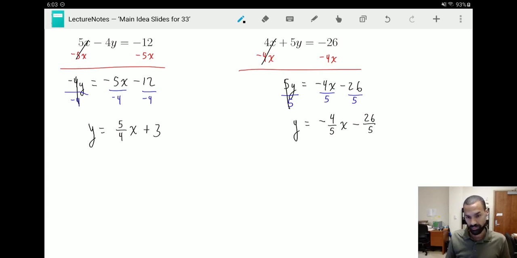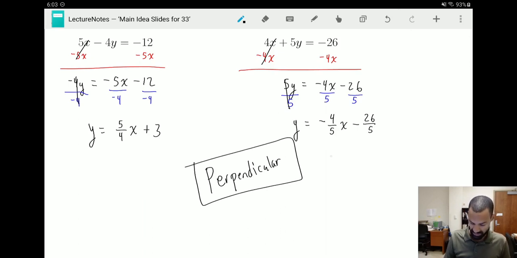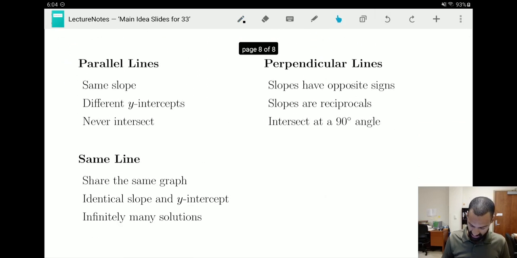Okay, maybe nothing is jumping out at you right away, but look at the slopes a little more closely. We have 5 over 4, we have 4 over 5. They are reciprocals of each other. We have a positive, we have a negative. They're opposite signs. Together they make up perpendicular lines. These lines are perpendicular. Their slopes, well, I'm not going to write this down because I already typed this up. They have slopes that are opposite signs, and they are reciprocals of each other. So therefore they intersect at a 90-degree angle. That's how you can tell that they are perpendicular lines.